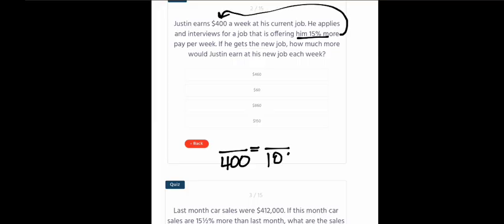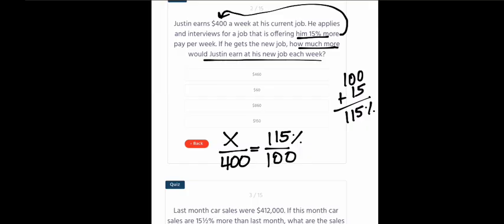So what he makes here is 100. And if we take 100 and we add 15% more, that gives us 115%. Because it's the 100, the full $400, plus 15% more. So let's put 115% here. We want to know how much 115% is. And that's what that X is going to represent. Okay? What is the question asking us for? How much more would Justin earn at his new job each week?